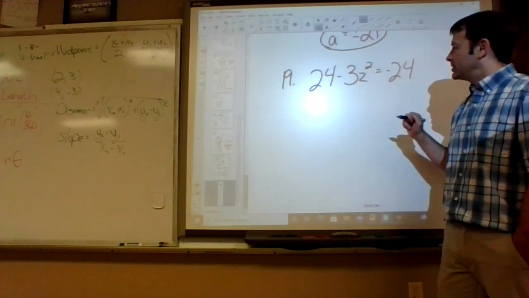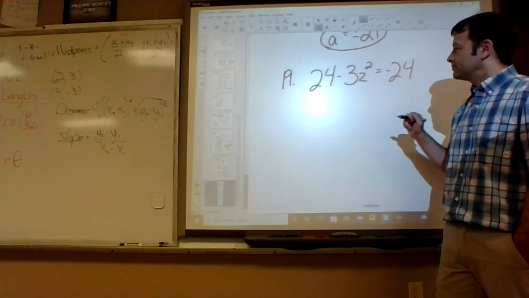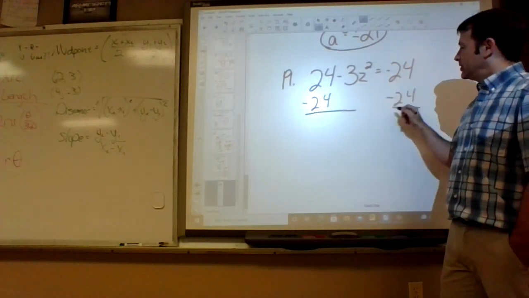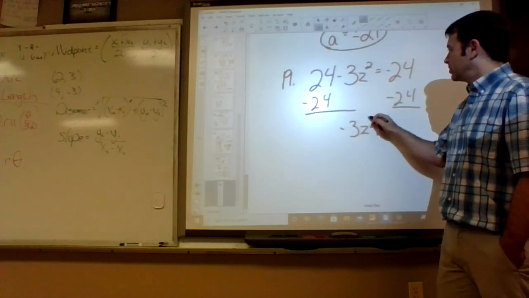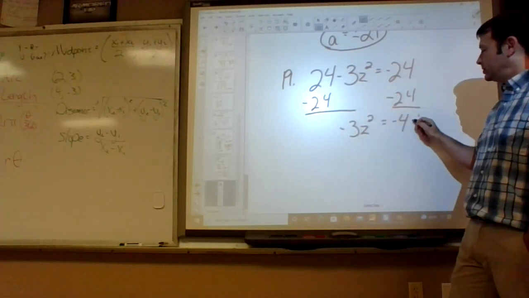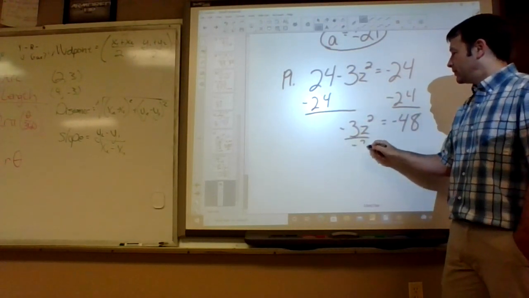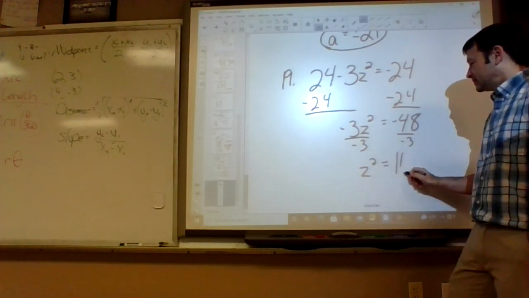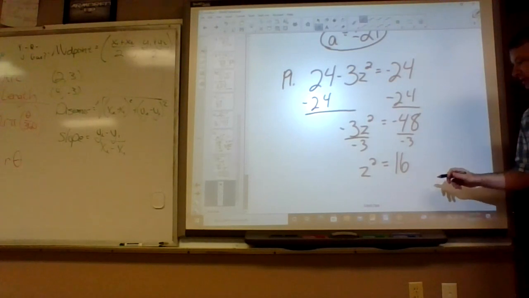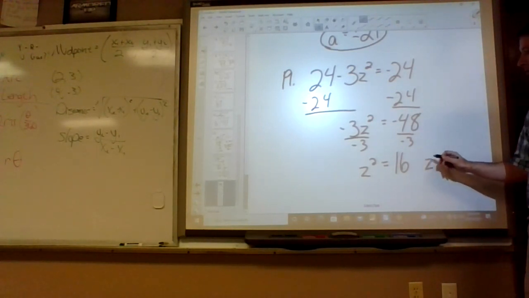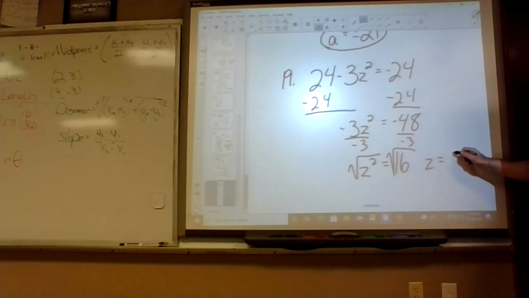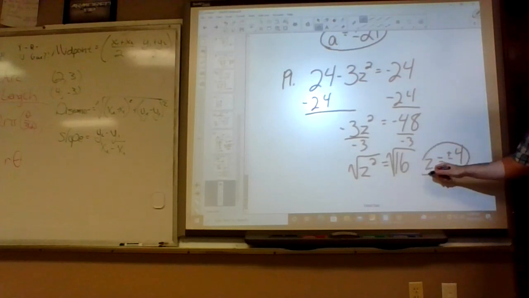Anyways, what do you guys think I should do first on this one? Minus 24. Negative 24 minus 24 is negative 48. Divide by negative 3. 16. So z equals 4. 4 times 4 is 16. So plus or minus 4.